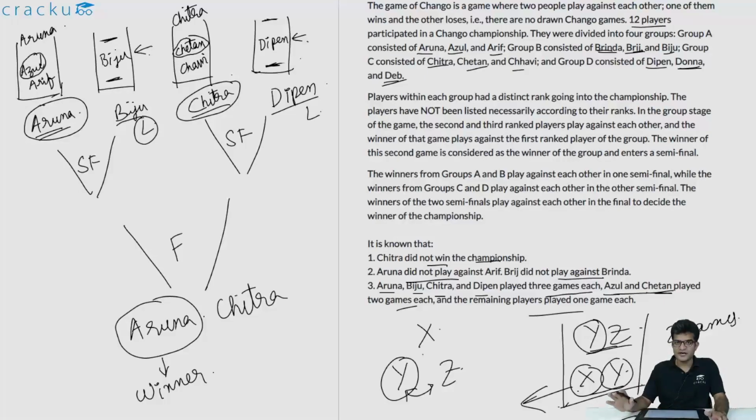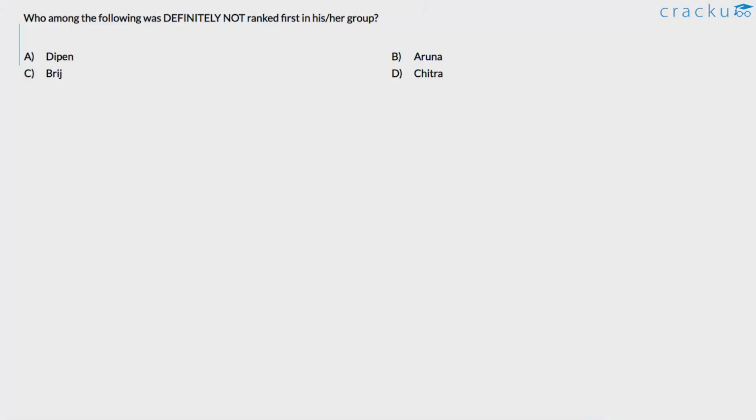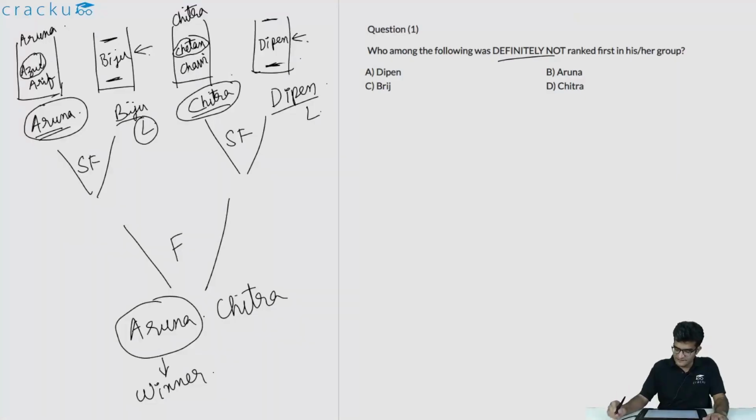Now let us go ahead and answer the questions that follow. If we are stuck somewhere, we'll come back and try to extract more information. Who among the following definitely was not ranked first in his or her group? What we know for certain is that Aruna was ranked 1, Chitra was ranked 1, Biju and Deepen were not ranked 1. So we can say for certain that Deepen was certainly not ranked 1.